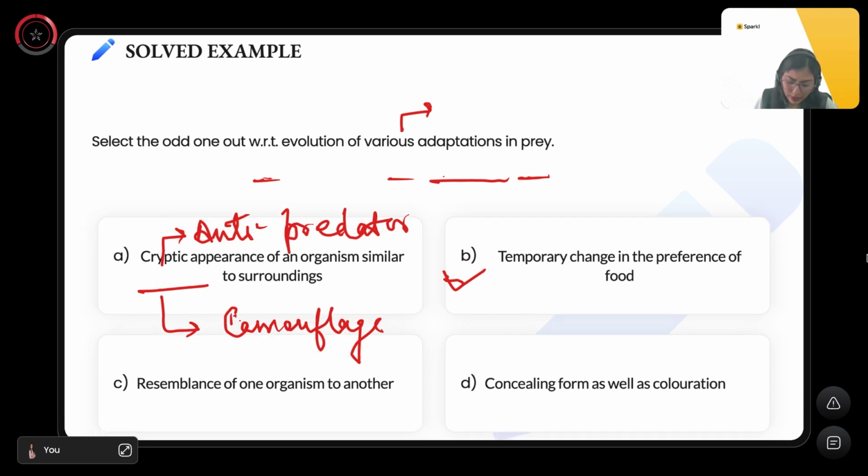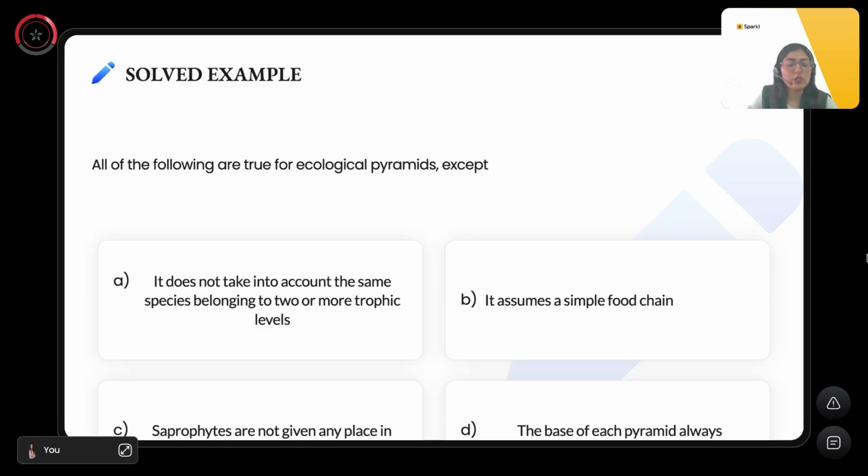Option C says resemblance of one organism to another. So ये जो है बेटा, इसे हम mimicry भी बोल सकते हैं. Again, this is seen in case of some of the prey. If you look at the fourth option, it says concealing form as well as coloration. Yes, this is also seen in prey to protect themselves from the predators. Okay, let us move on to the next question.